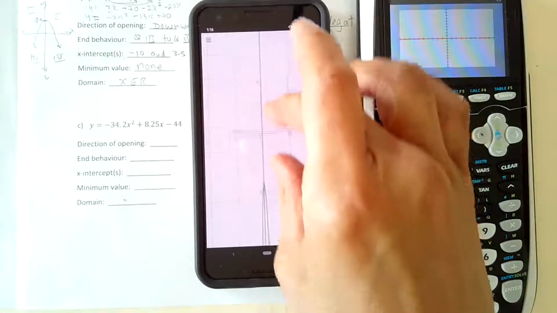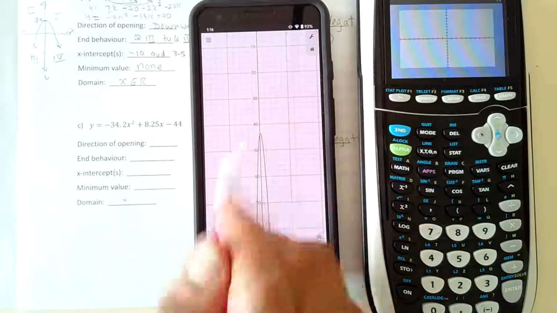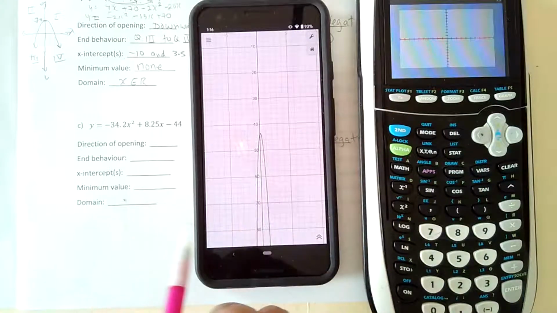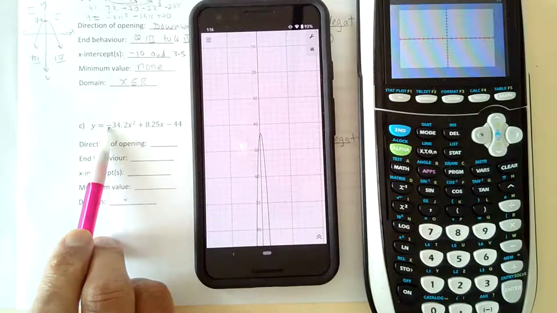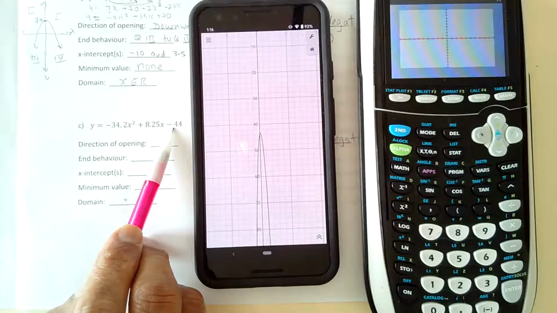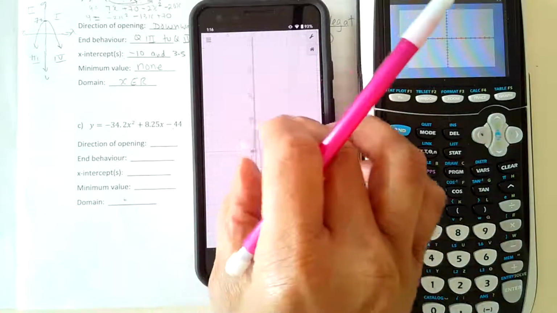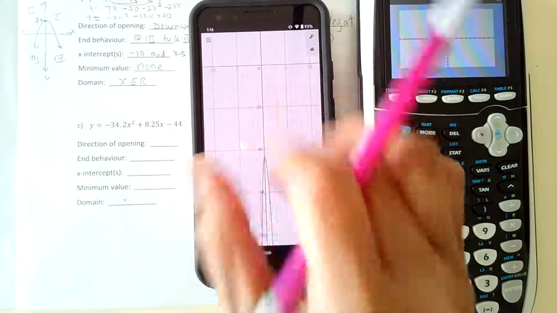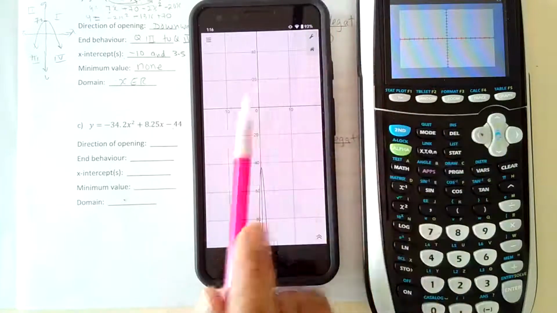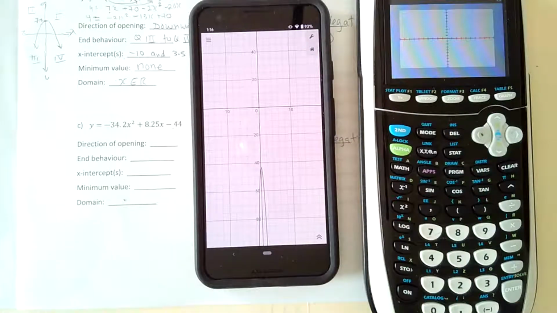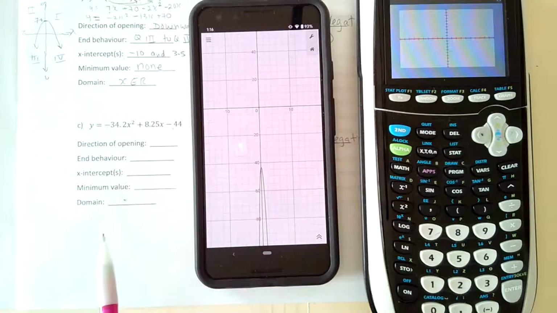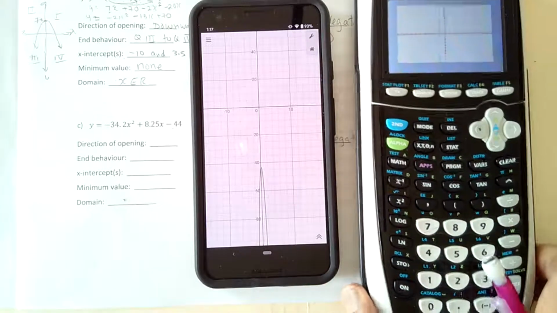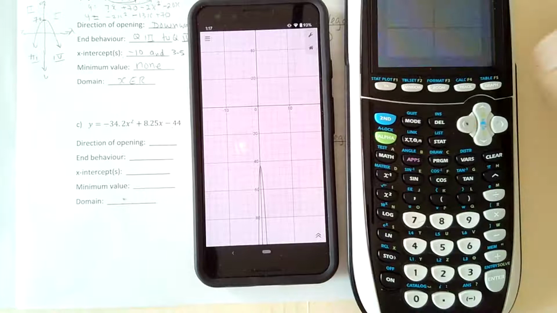Notice where this graph is. It's way down the y-axis. An indication of it is that this graph is going down, and this is your y-intercept. Okay, you can tell from that. So this graph, this is your x-coordinate. You can tell from the graph there's no x-intercept. There's a y-intercept. The graph is going downwards.